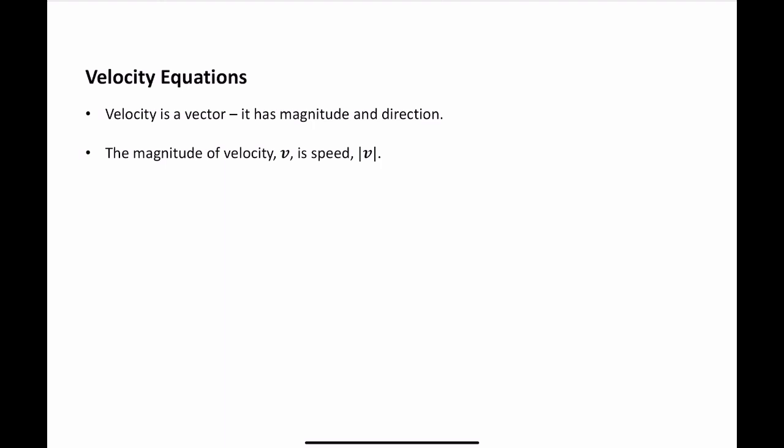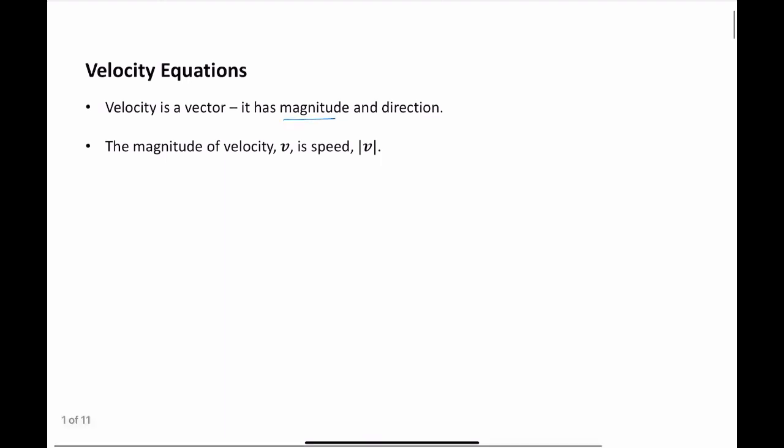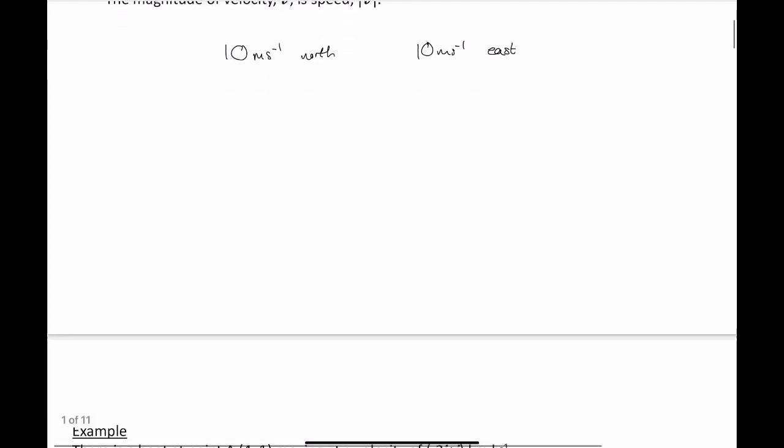Okay, so as you will already know, velocity is a vector because it has magnitude and direction, and the magnitude of velocity is the speed. So what do I mean by that? Let's see that in real life. For example, 10 meters per second north is different from 10 meters per second east. 10 meters per second is the speed, 10 meters per second north is the velocity because it has a speed, a magnitude, and a direction, north.